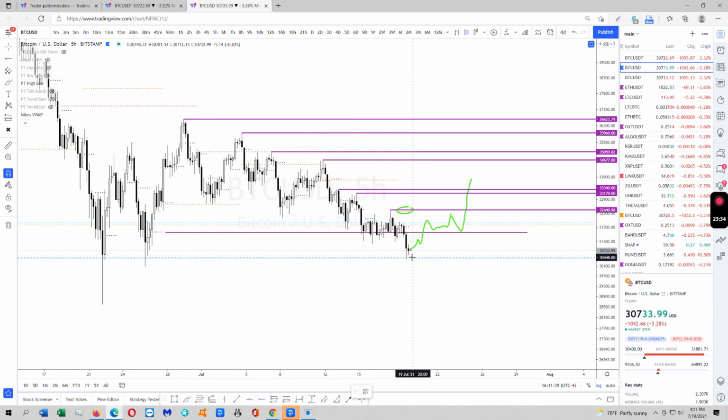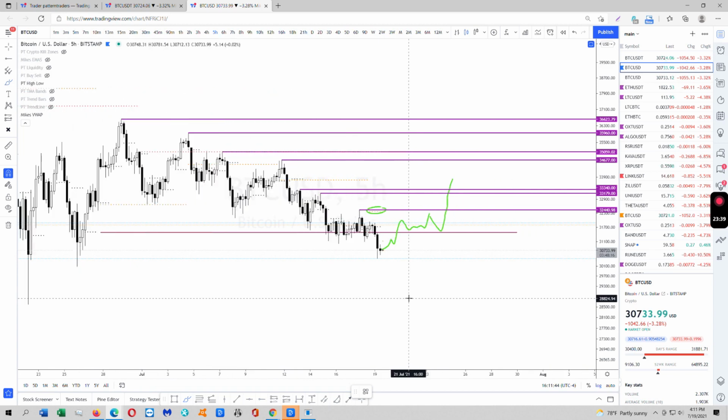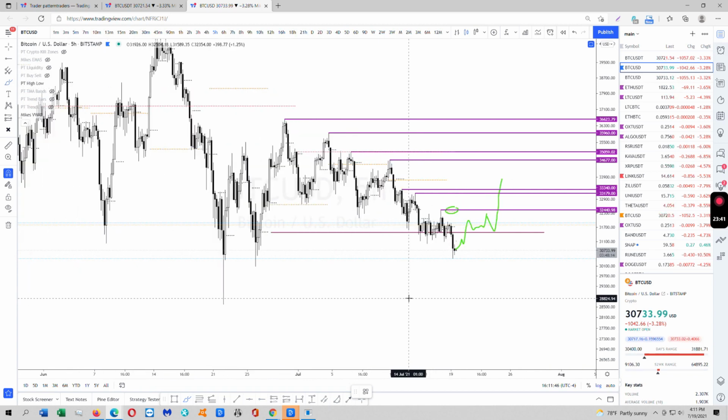Now, can it come from here, or does it have to come from sub this? I don't know, but I'm playing it level to level. That's all. And if anyone's telling you otherwise, because they know what's gonna happen, I guess they have a magic ball. I don't. I don't have a magic ball. So hope everybody's safe, guys. And that's exactly how I'm playing BTC.